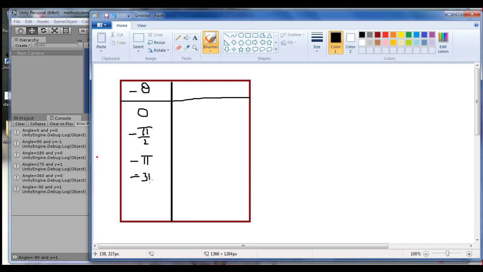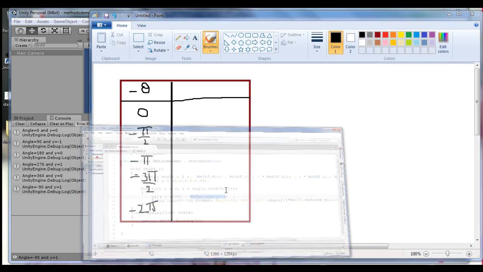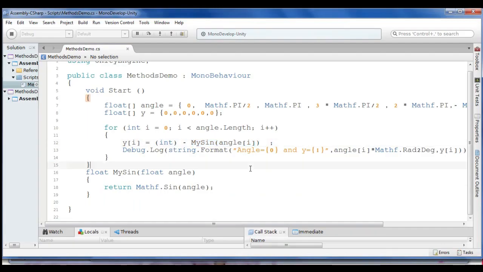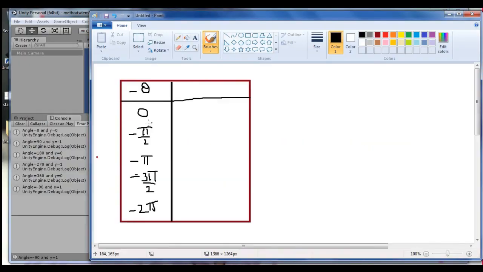-3π/2, and -2π, right? So what we need to do here in our code is, while passing the angle, instead of negating the whole function, we have to negate our angle. Every angle we have to give negative. And we can save and come back.